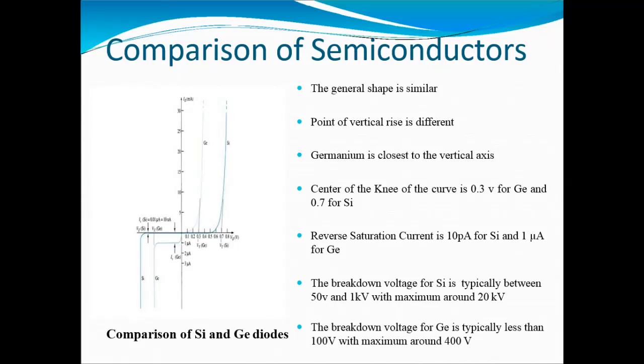Okay. Next, reverse saturation current is 10 picoamps for silicon and 1 microamp for germanium diode. Next point, the breakdown voltage for silicon is typically between 50 volts to 1 kilovolt with maximum around 20 kilovolts. The breakdown voltage for germanium is typically lesser than 100 volts with maximum around 400 volts.